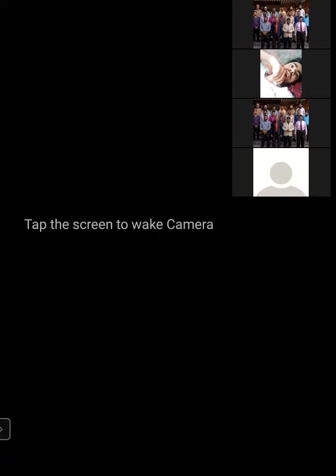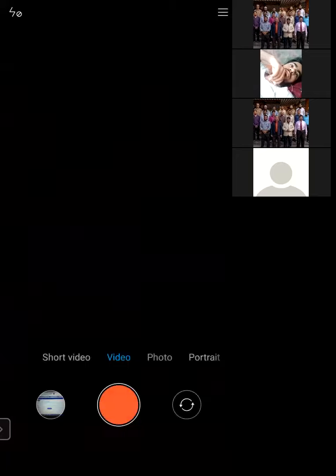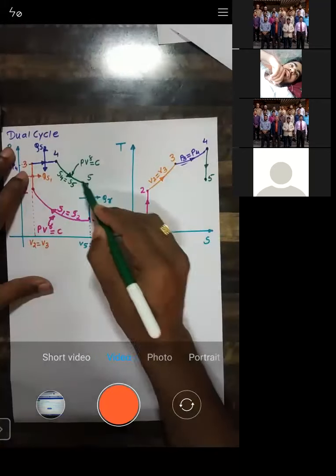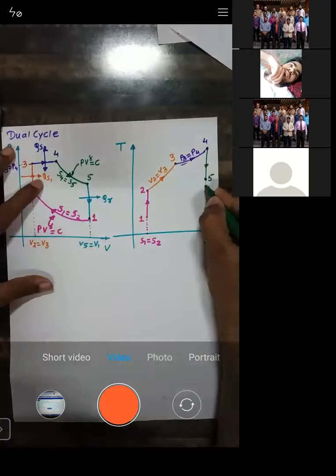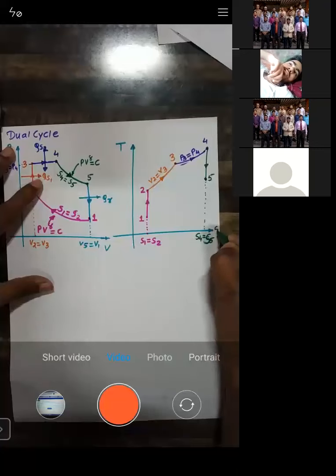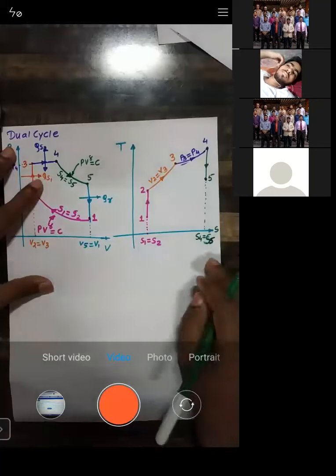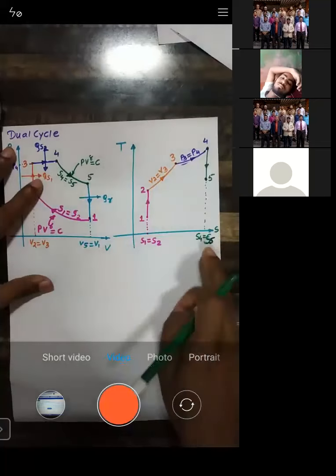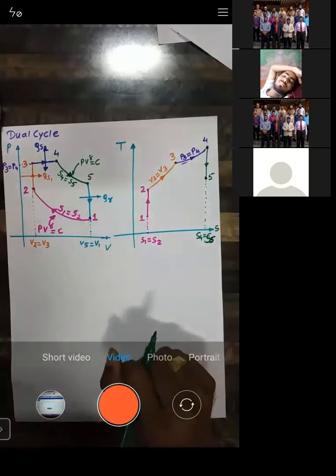Okay, we'll reach point number 5. You can see, when we move from point 4 to 5, what happens? During the process 4 to 5, entropy is constant, that is, the value of S4 is equal to S5. On this line, entropy is constant.